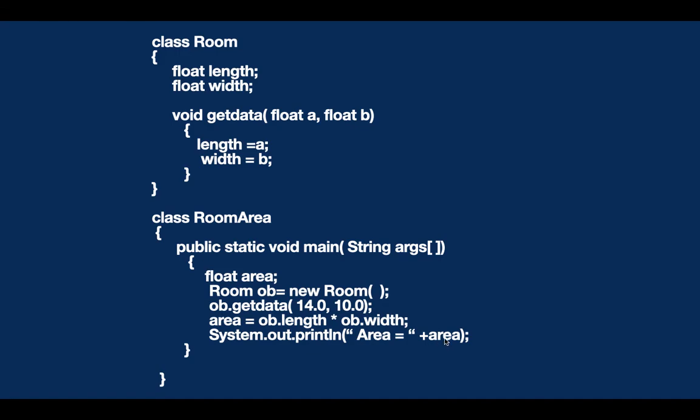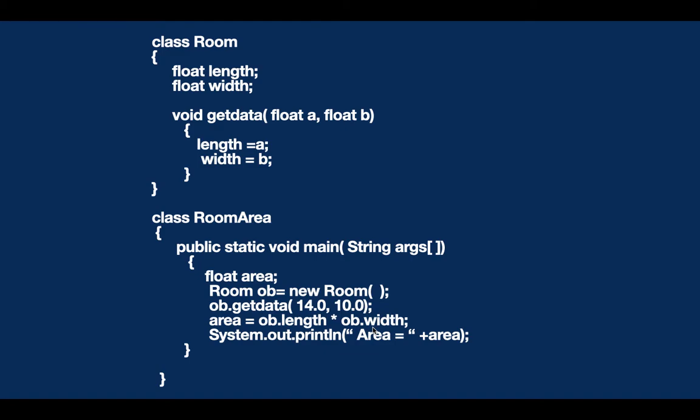Using system.out.println we are printing the area which we have computed, and this is a string or a statement which will be printed on the screen so that we can clearly see it. So it will print area. According to this, what should be the area? That is simply 14.0 multiplied by 10.0, which is 140.0. Okay, now we will test this program using BlueJ.